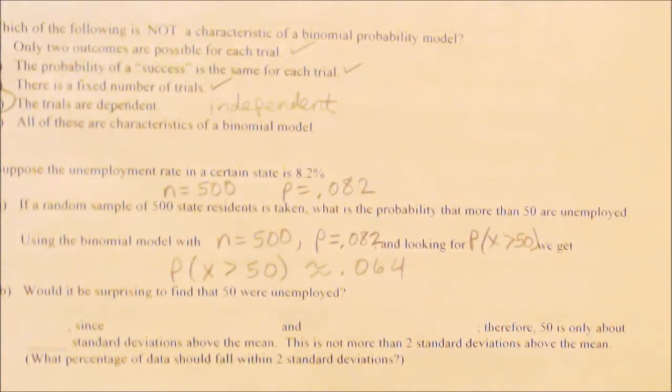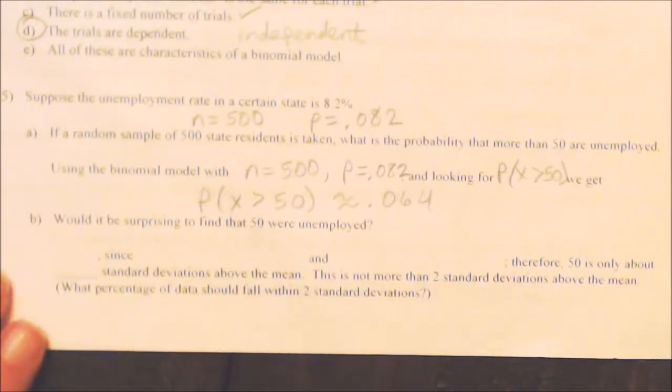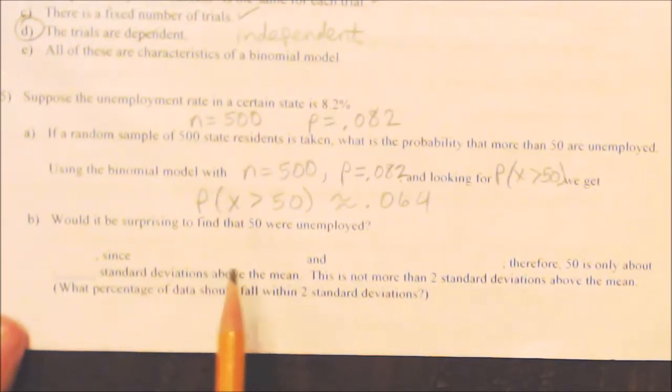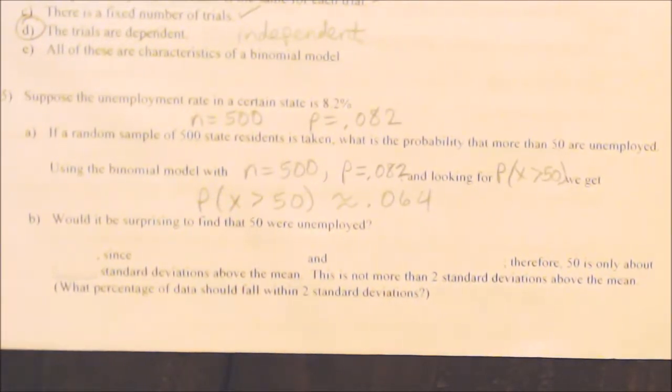Okay, so the last question here is more like what we would put on the test, right? Because you don't have access to StatCrunch. So this last question says, let me see if we can make this a little easier for you to read. Move the camera around just a little bit. Okay, a little bit better. Hopefully you got this in front of you on your paper. So it says, would it be surprising to find that 50 are unemployed? So we're looking for the mean and the standard deviation, and we want to go out 2 standard deviations to see if 50 is unusual.